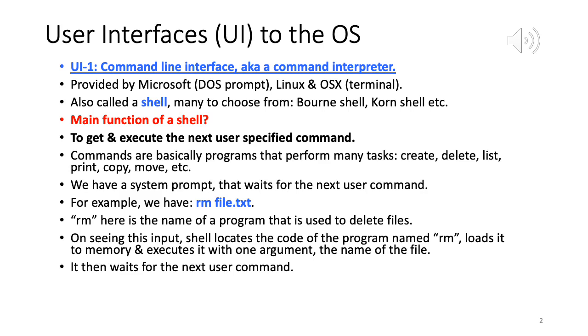For example, we have rm file.txt. Rm here is the name of the program that is used to delete files. On seeing this input, the shell locates the code of the program named rm. There's a specific directory where all the executables, all the programs, are stored. The shell looks into that once you type it in, loads it into memory, and then executes it with one argument, which is the name of the file.